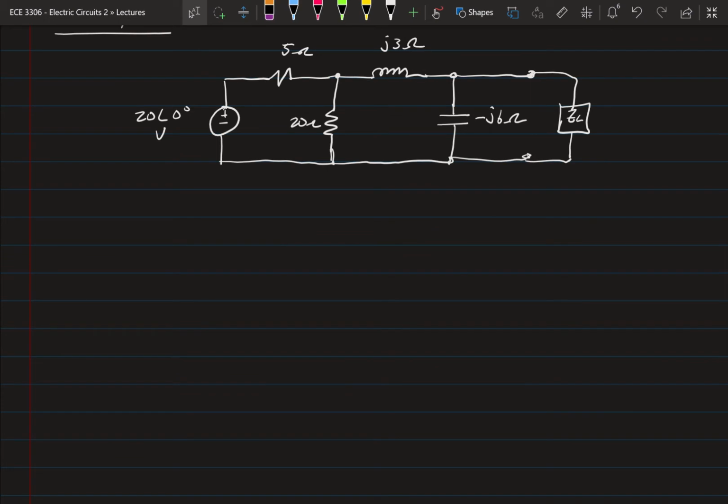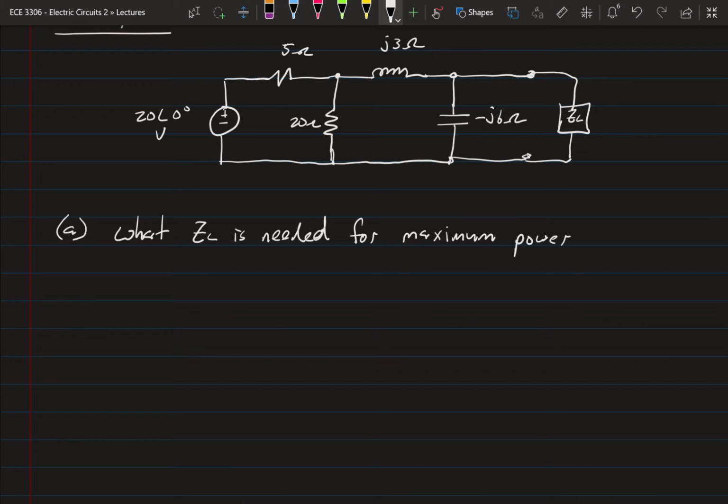And there are two parts of the question. Part A wants us to know what ZL is needed for maximum power transfer. And we know that already. We just talked about it. We know that ZL for maximum power needs to be equal to the complex conjugate of ZTH, which means really this problem is just about finding ZTH.